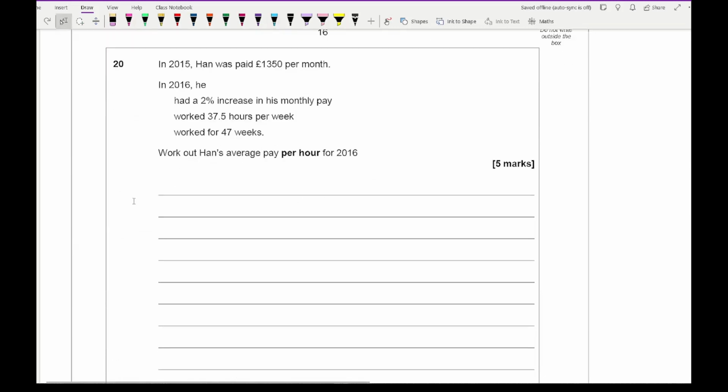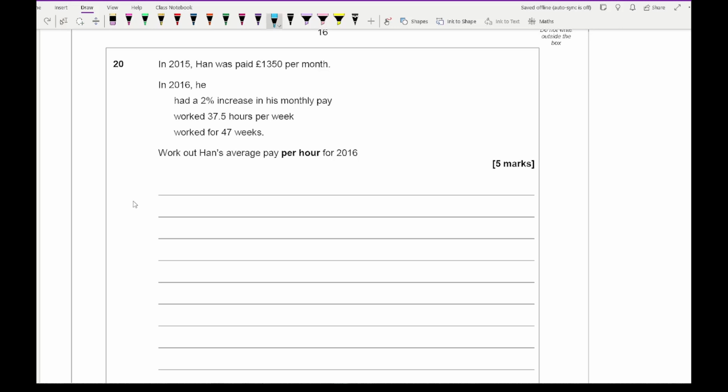Then looking at question 20, it says that in 2015, Han was paid £1,350 per month. In 2016, he had a 2% increase in his monthly pay, worked 37.5 hours per week, and worked for 47 weeks. And what the question is asking is to work out his average pay per hour in 2016. So for this, we need to do several steps, and it's worth 5 marks, so we just need to do that.